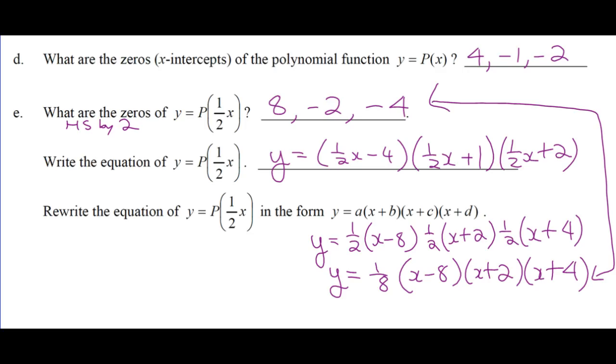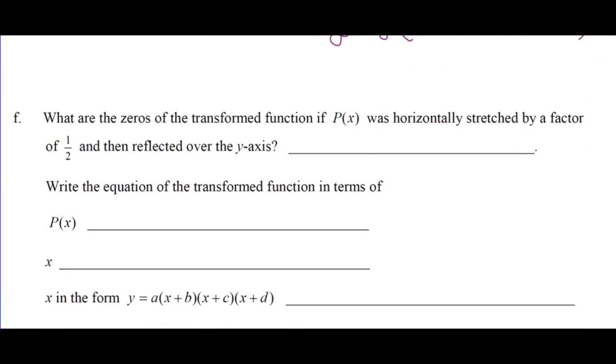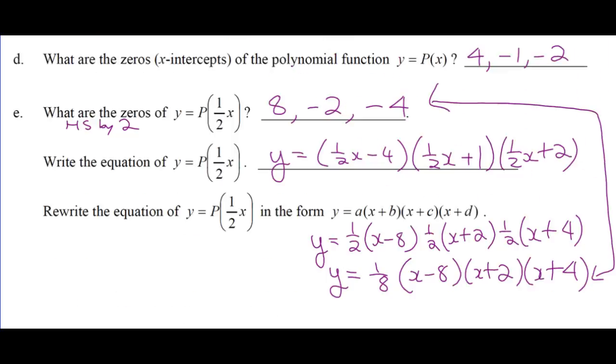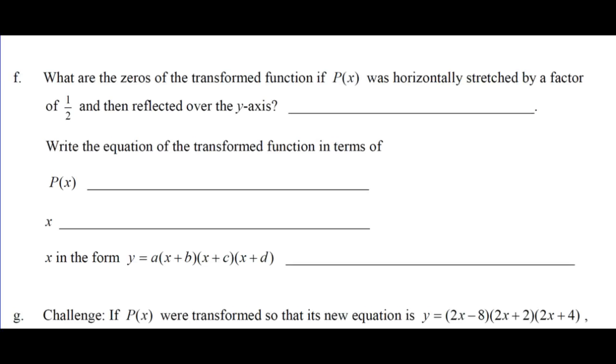Okay, next page. Keep going. What are the zeros of the transform function if p of x was horizontally stretched by a factor of 1/2, then reflected over the y-axis? Okay, so what was it? So this is 4. So stretched by a half, where's it going to go? 2, then reflected over the y-axis? -2.